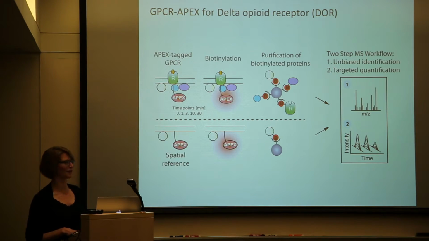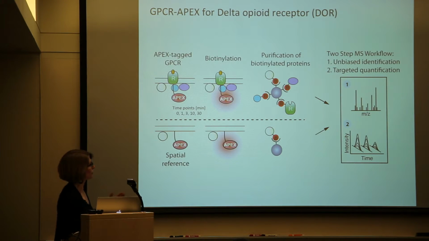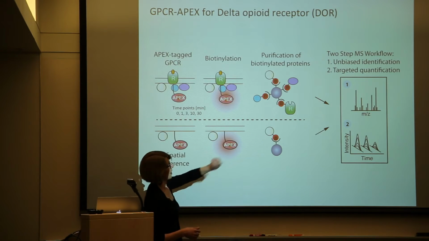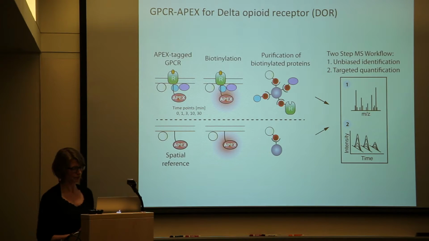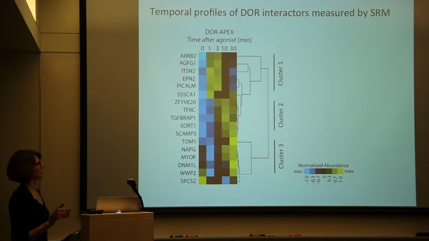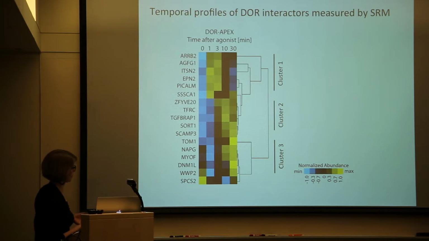We showed this for the beta-2 adrenergic receptor, but I don't have time to show all of this. So we performed all the experiments, did the two-step mass spec workflow, and identified 17 proteins as our specific interactors for the delta opioid receptor. And in the next slide, I summarized the quantitative data from the targeted proteomics in a heat map.